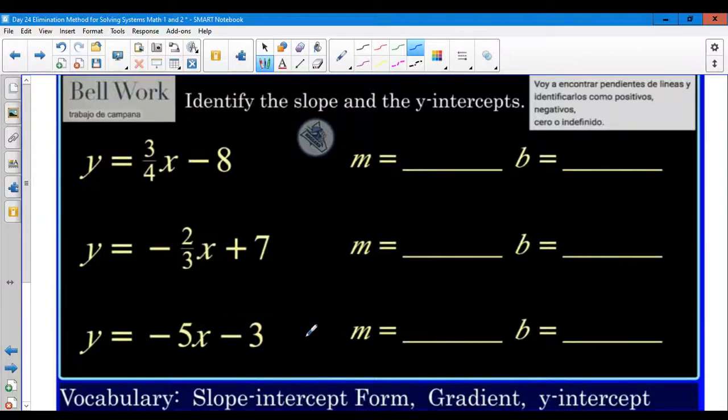Okay, everybody, thank you for completing your bell work in your paper. We are going to go over the answers, move on to one more review of slope formula, the formula for slope, the y sub 2 minus y sub 1 over x sub 2 minus x sub 1, or the change in y over the change in x. But first, I just want to make sure that you guys all got this right.